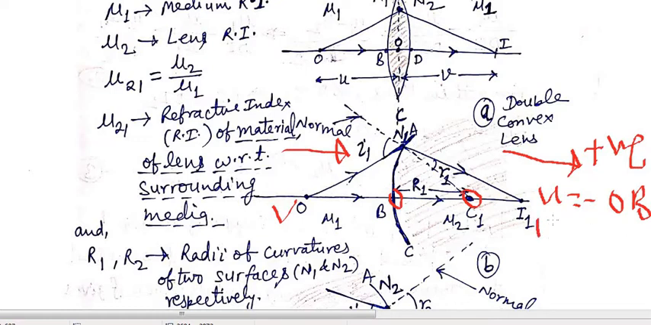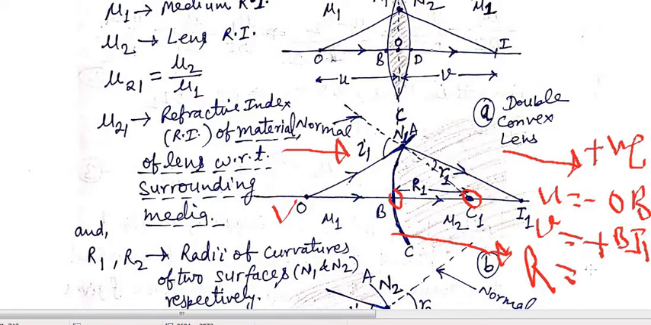Here image distance V is equal to, image is formed at I1 and it is measured from B to I1, so it is following the direction of incident ray, so it will be plus BI1. And if we complete this spherical surface, the center is formed at C1, so radius will be BC1, and it is following the incident ray, so it will be plus BC1.